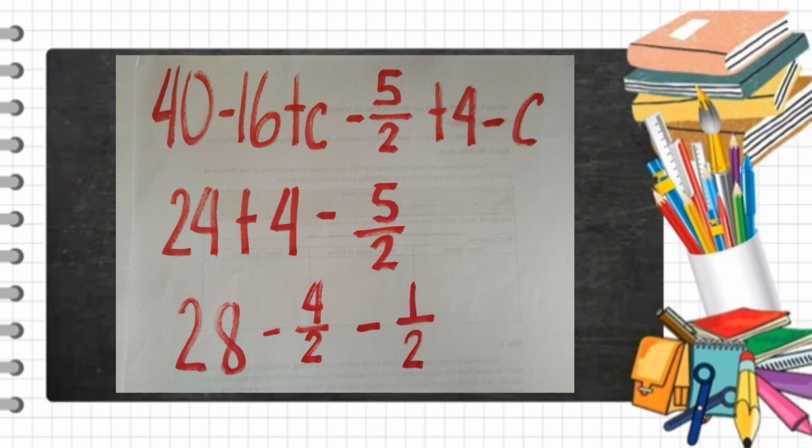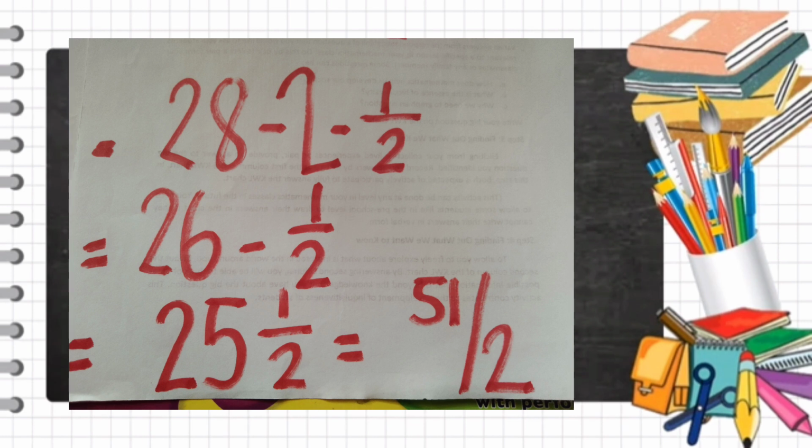Now 5 over 2, we can break that into 4 over 2 plus 1 half, and 4 over 2 is 2. So I have 28 minus 2, which is 26, and so I have 26 minus 1 half. As a mixed number, that's going to be 25 and 1 half, or 25.5. As an improper fraction, it's going to be 25 times 2, which is 50, plus 1, and keep the denominator the same, so it'll be 51 over 2. So this is the final answer for this problem.